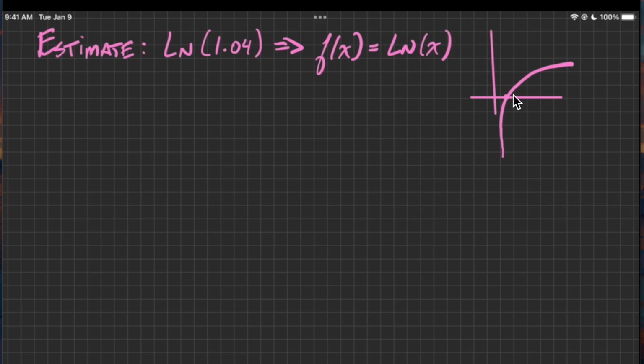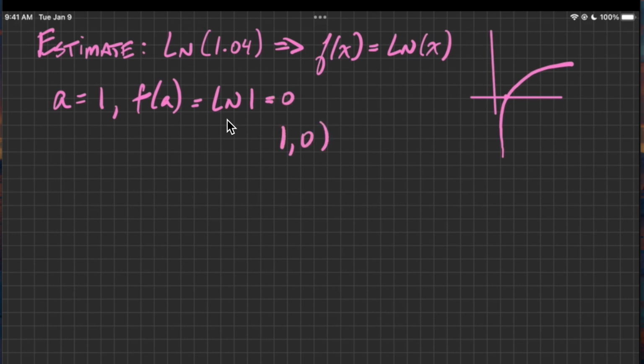So we anticipate this should be a little bit more than 0. Folks, the first thing we do is we pick an a value, and we're going to choose a equals 1. Immediately, we're going to get f of a. So f of 1 is the natural log of 1, and we already said that was 0.